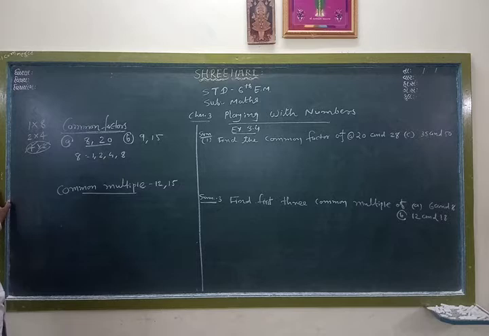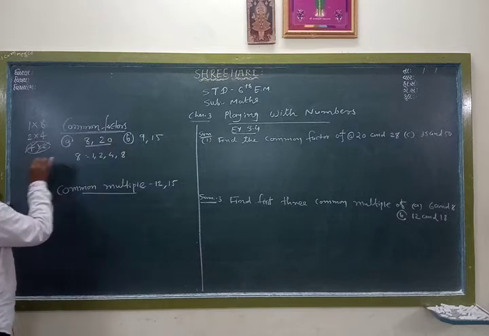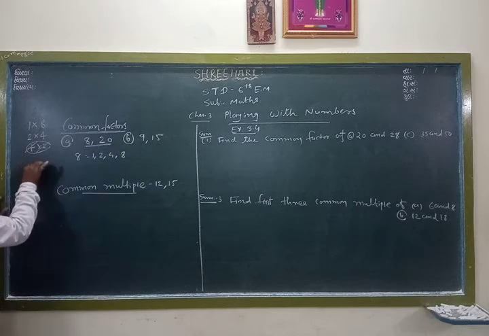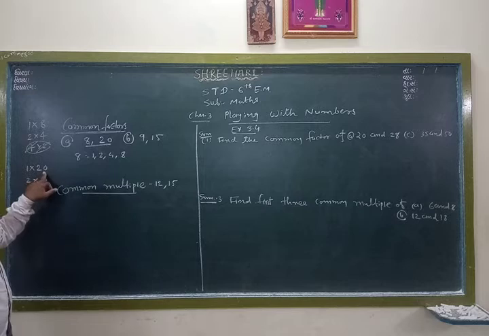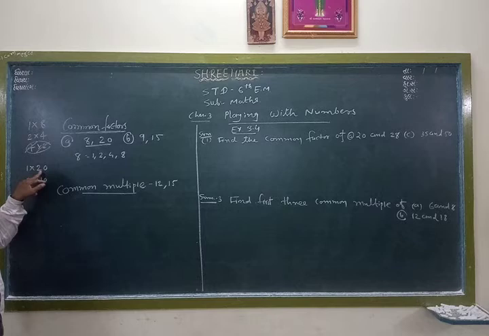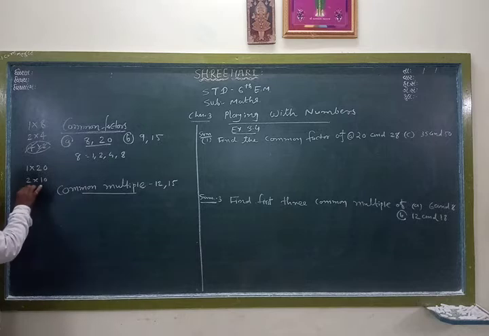Now the factors of 20. 1 into 20. 2 into 10. We can't divide 20 by 3 because we know the divisibility test of 3. The digit sum is 2, which is not divisible by 3, so we can't divide 20 by 3. Then 4, 4 5 are 20. Then 5, 5 4 are 20. 4 and 5 are repeated, so we do not count them again.